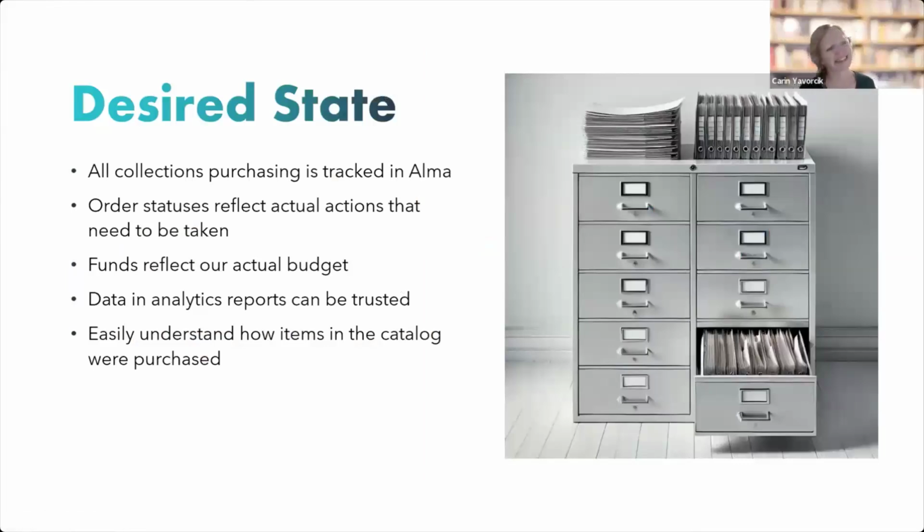So our desired state is to go from the sort of exploding file cabinet to a neat and tidy file cabinet where we can find everything we want within the Alma system. So ideally, we'd like all the collections purchasing to be tracked in Alma so that we're not trying to look up in Gobi and Harrassowitz and a lot of different emails or spreadsheets. All of it's in one place. We want order statuses to reflect actual actions that need to be taken.